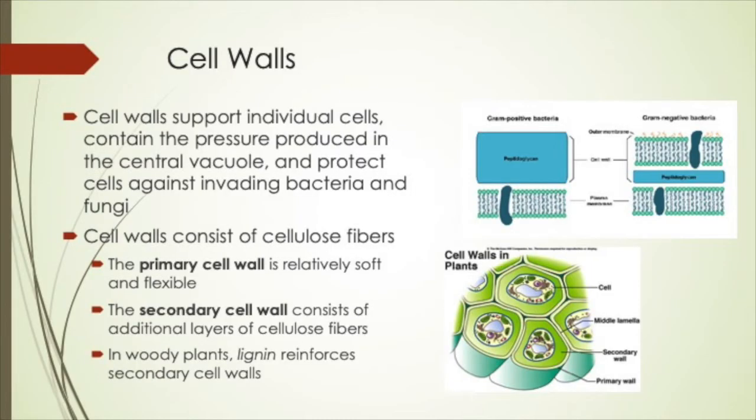Cell walls. So we all know that plants have cell walls. There's also bacteria that have cell walls. So gram-positive versus gram-negative. Over on the side here, we see that gram-positive has a very thick cell wall on the top, versus gram-negative has that thin cell wall in between two plasma membranes. So you can see kind of the difference there.